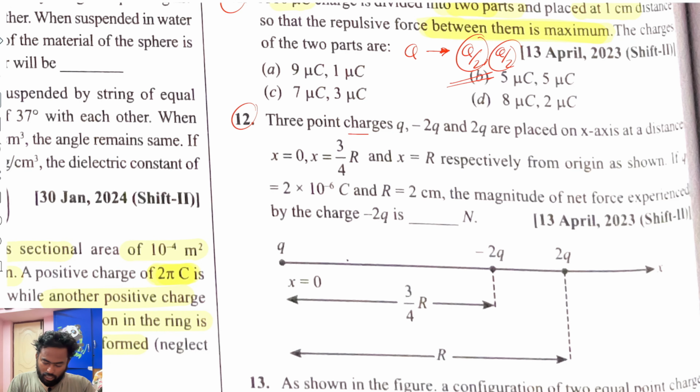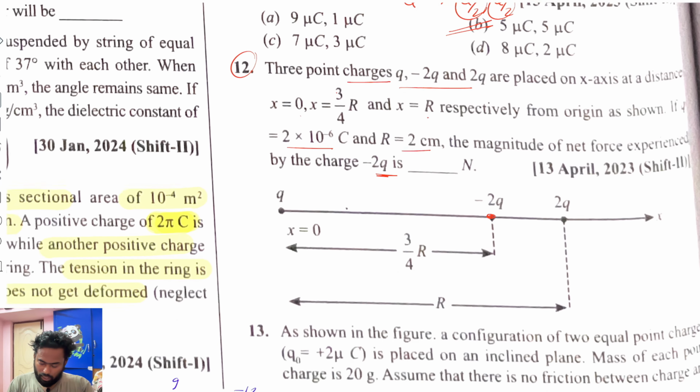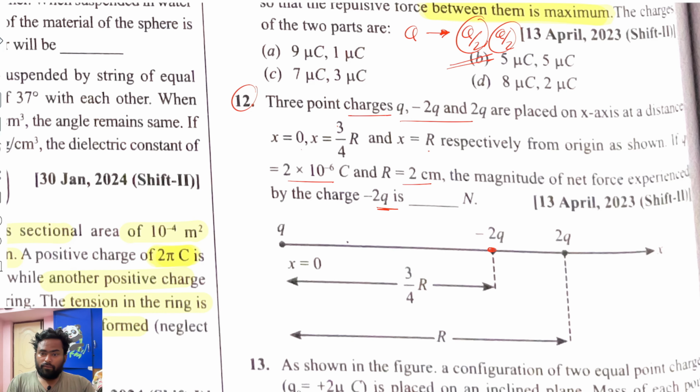We have 3 point charges placed on the x-axis at 0, 3R by 4, and R. Q value is given, R value is given. The magnitude of net force experienced by the charge minus 2Q is? So how much net force is this minus 2Q experiencing? Okay, let's see. This one will attract toward this side. So force is K times 2Q square by (3R by 4) square, that means 9 by 16 R square.